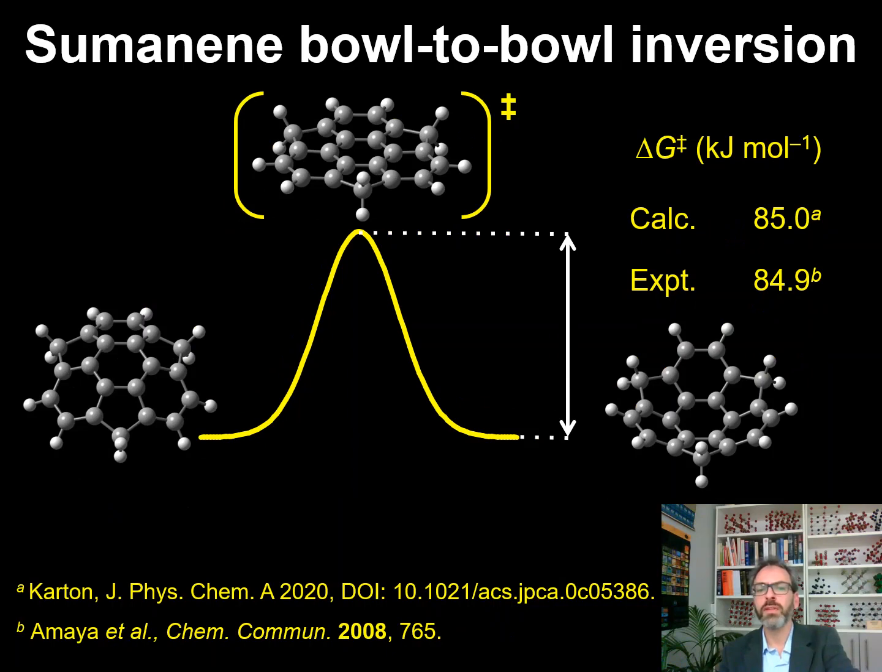For sumanene, we have a very similar potential energy surface. Here we have our reactant sumanene bowl and the inverted bowl product, and they can be interconverted between each other through a completely planar transition structure. We calculate a reaction barrier height of 85 kilojoules per mole, which is basically spot on the experimental barrier height of 84.9 kilojoules per mole. Again, this very good agreement between theory and experiment gives us confidence in the levels of theory that we are using here.